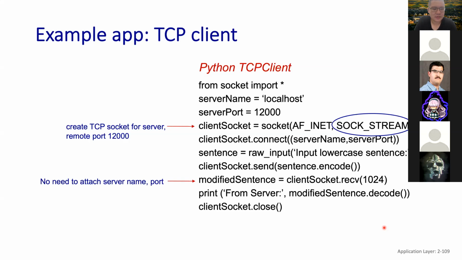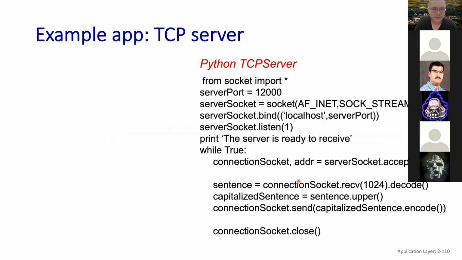So, create the TCP socket for the server, no need to attach the server name and port. Yes, because you have established the connection, right? This socket is specific for you, so you don't need to have the server name and port. That's maybe the only difference, right? From this line of the code, you don't need to specify the server and port because the connection has been established.